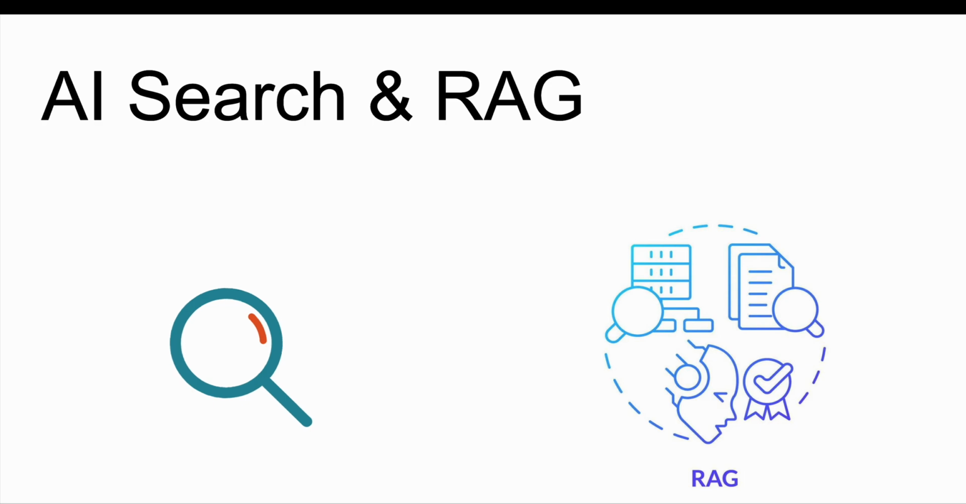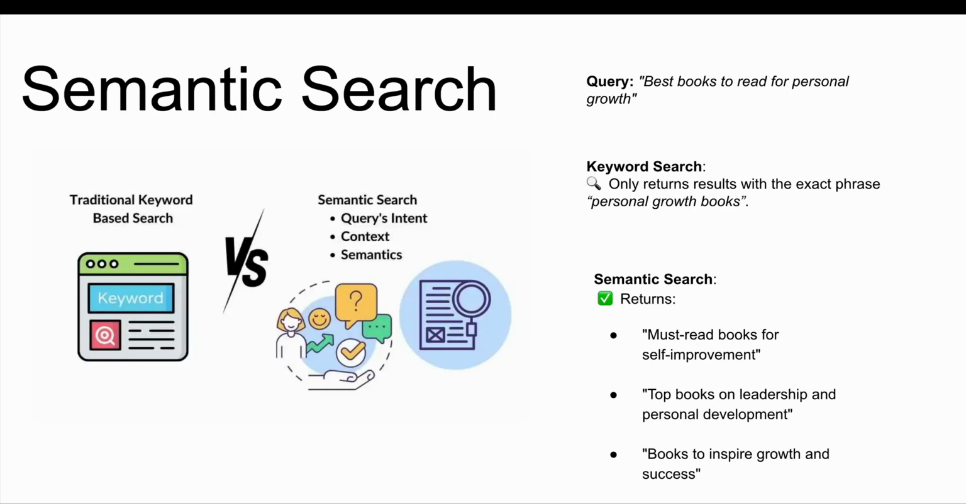Now let's see what semantic search is and how it is different from traditional keyword based search. I'll take an example. Let's say a user has a query: best books to read for personal growth. With keyword search, it will just search for results with the exact phrase, like personal growth books, and return that list of books.